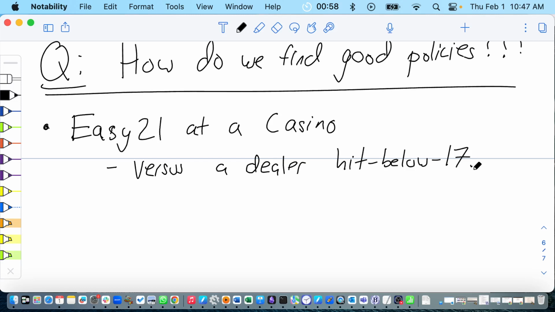So if you go bust, the dealer will win. If the dealer goes bust, you win. If you have a bigger number, you win, and so on. If it's a tie, nobody wins any money. So that's what you'll be doing.